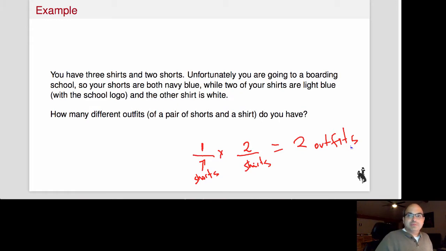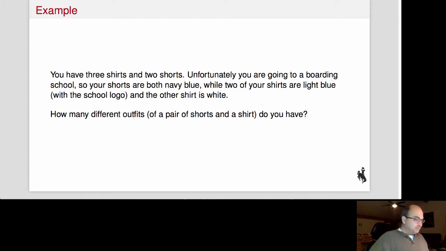Again, I'm using the principle of product, right? But now I have to be very careful because the cardinality of my sets is not 2, for example, for the shorts, because they're identical, right? So I only have 1. That's what's tricky here. Okay, more examples.